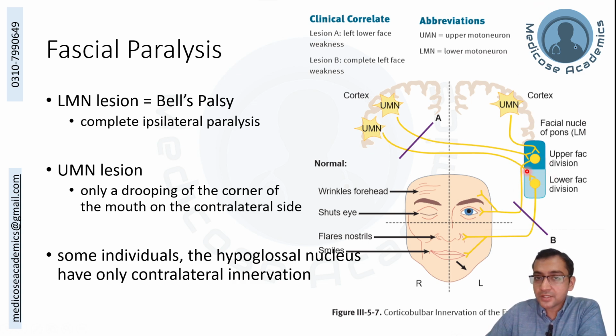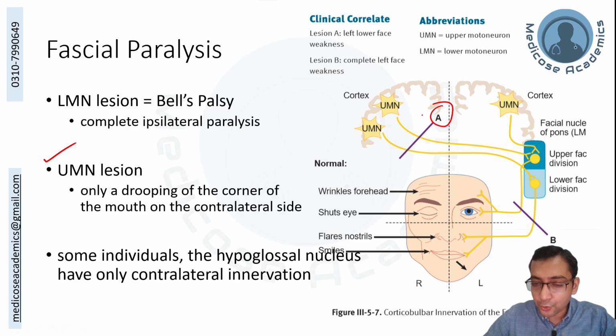Okay, now this nucleus has been divided into two parts. The lower part supplies the lower half of the face, and the upper part supplies the upper half of the face. Let us focus on the upper half first. The upper half is supplied by upper motor neurons from both sides of the cerebral hemisphere. However, the lower half is supplied only by the upper motor neuron from the opposite side. What does this mean for a person with an injury? I will discuss this first.